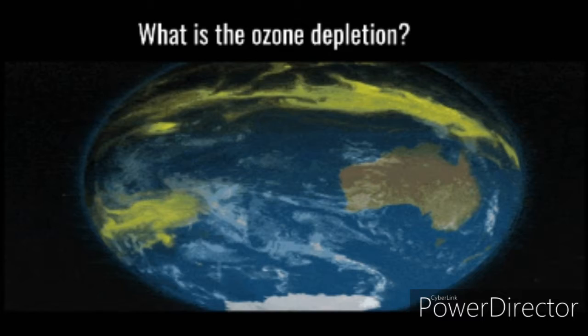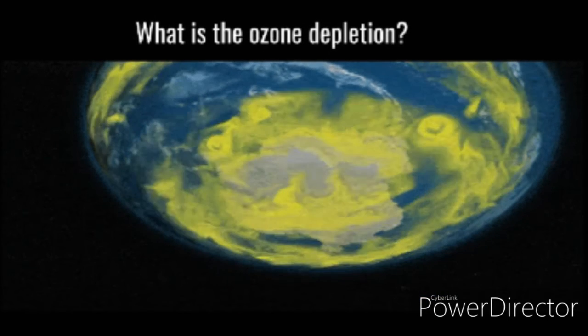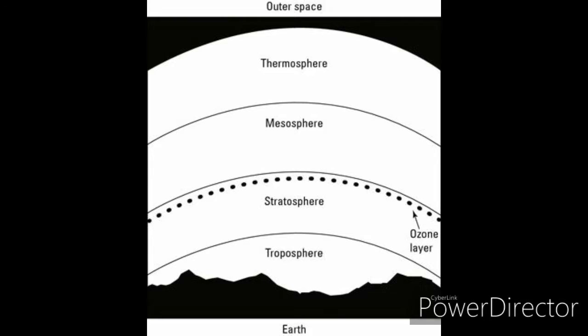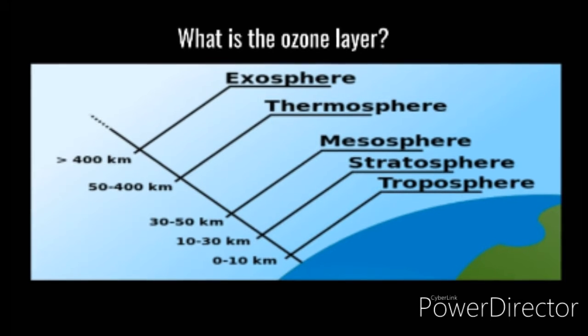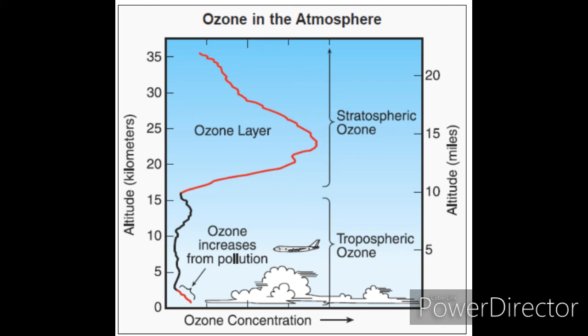So what is the ozone layer? The ozone layer is located in the stratosphere, which is 31 miles from Earth. In this layer, the ozone is mainly found in the lower portion of the stratosphere. You will find a high concentration of ozone molecules that are formed when the sun hits the oxygen molecules.